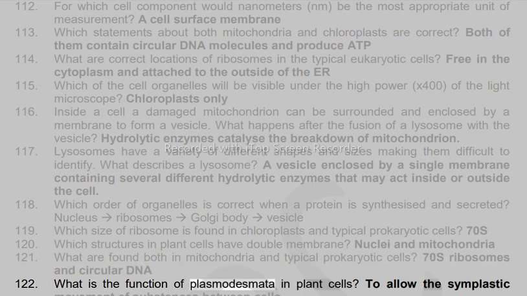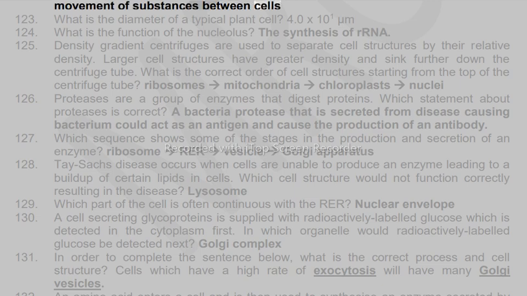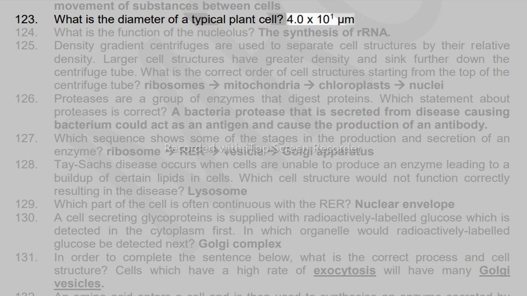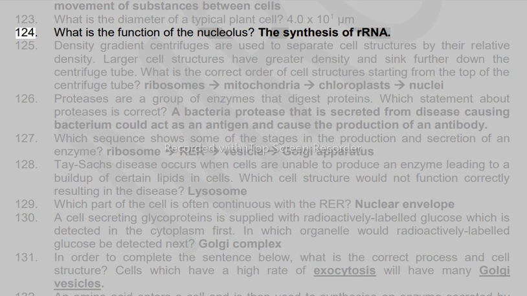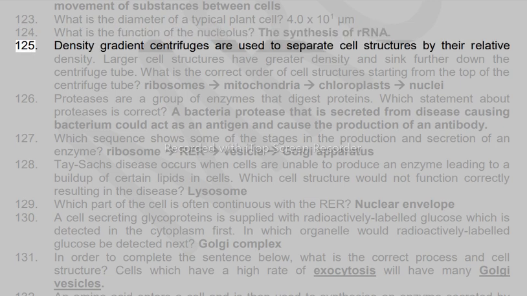122. What is the function of plasmodesmata in plant cells? To allow the symplastic movement of substances between cells. 123. What is the diameter of a typical plant cell? 4.0 by 10^1 micrometers. 124. What is the function of the nucleolus? The synthesis of rRNA.